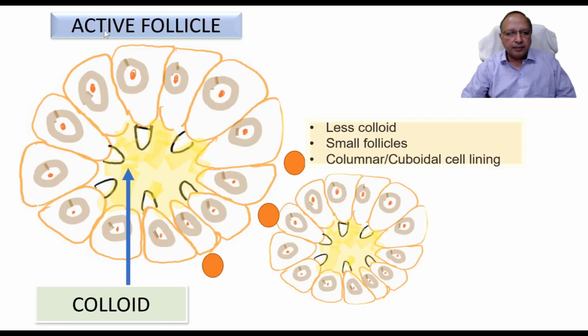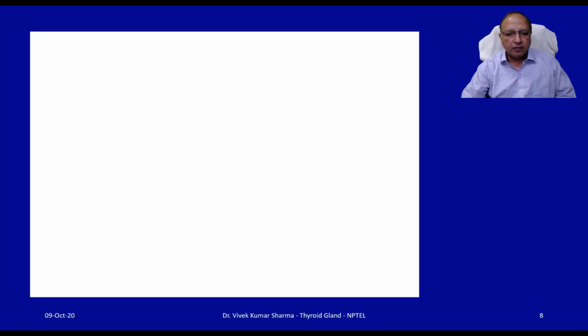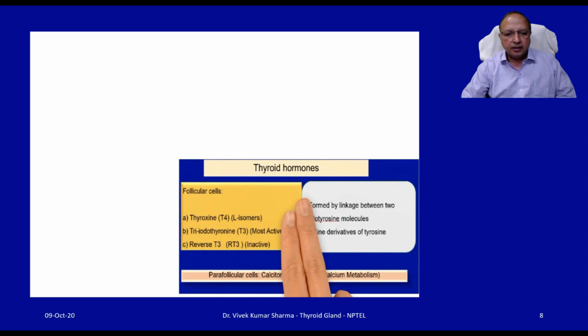Whereas when we compare it with the active follicle, we find that the cells over here are columnar or cuboidal and the colloid is lesser. And we also see these resorption lacunae. These resorption lacunae are produced because this colloid is being utilized for the synthesis of the thyroid hormones, and these are being reabsorbed into the thyroid cells. Apart from that, there is also presence of the parafollicular cells. Parafollicular cells are involved in the synthesis of the calcitonin hormone.